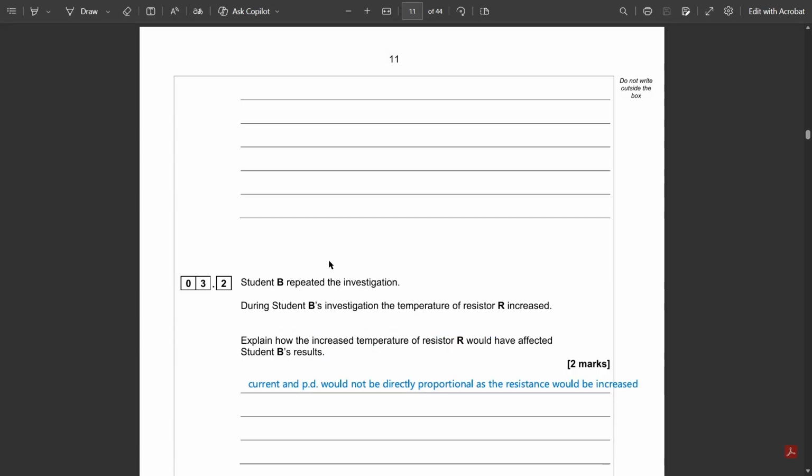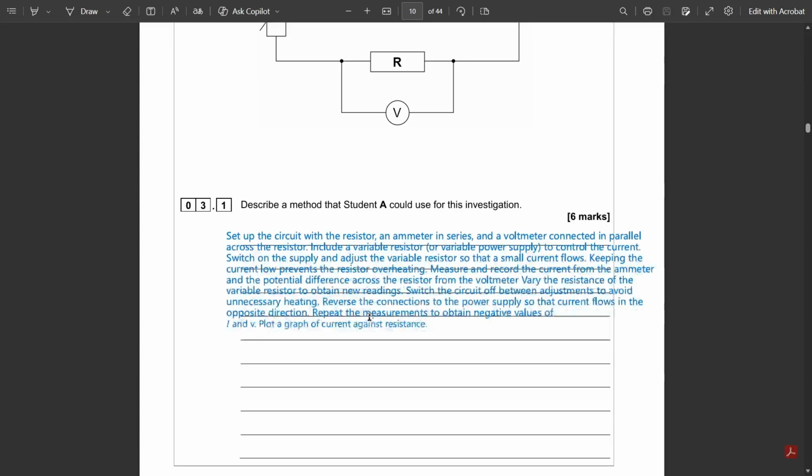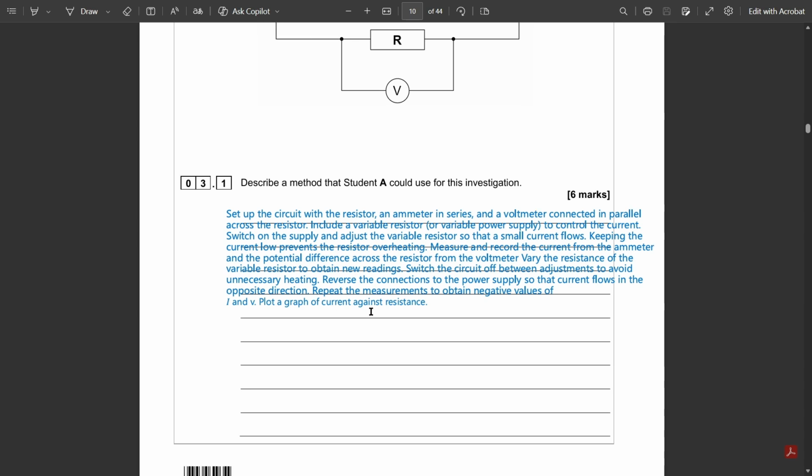we should get a straight line graph because a resistor is an ohmic conductor. And then the resistance is simply 1 over the gradient of a current-voltage graph, but that's not required for the actual question. Oh, it says plot a graph of current against resistance.